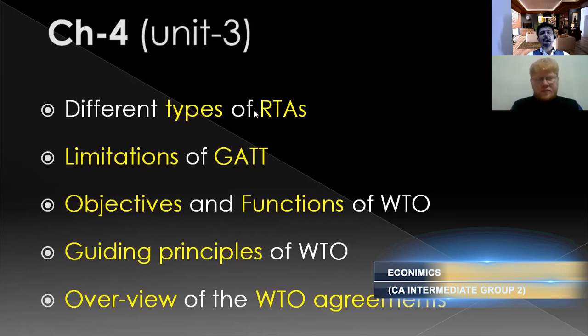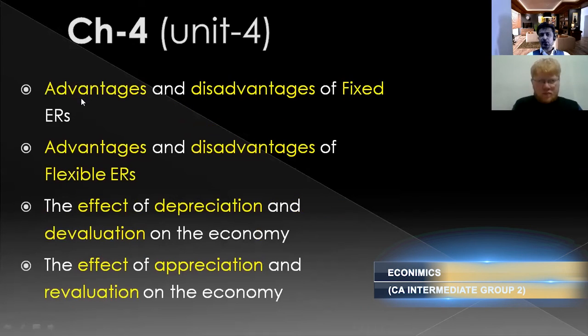The next is different types of regional trade agreements, limitations of the General Agreement on Trade and Tariff, objectives and functions of WTO, the guiding principles of WTO, and an overview of the WTO agreements. The fourth unit, that is on exchange rates. The first important topic is advantages and disadvantages of fixed exchange rates, advantages and disadvantages of flexible exchange rates, the effect of depreciation and devaluation on the economy, the effect of appreciation and revaluation on the economy.